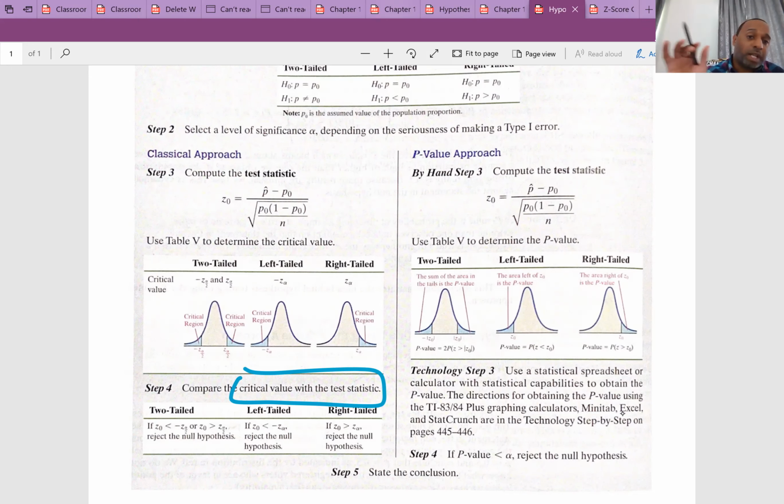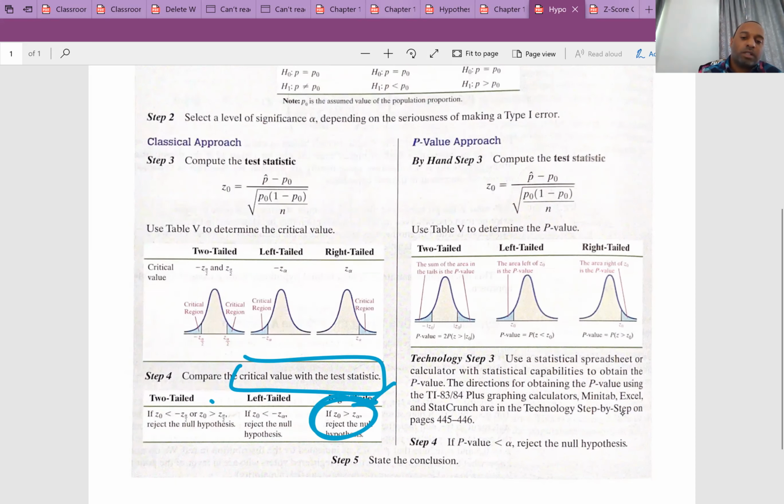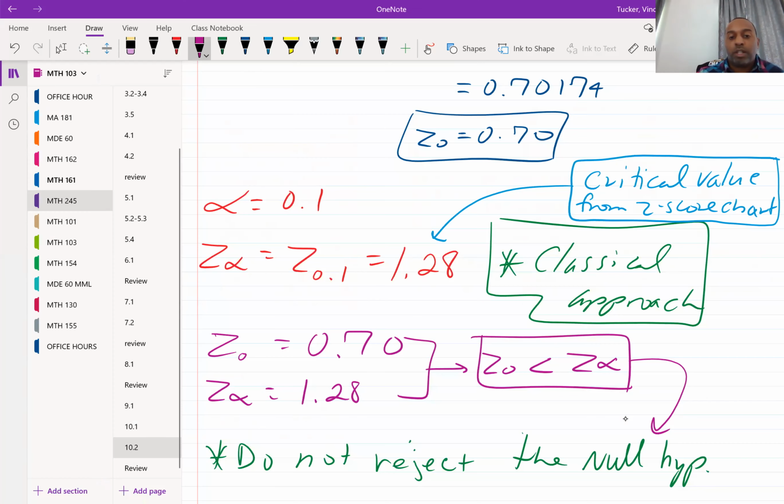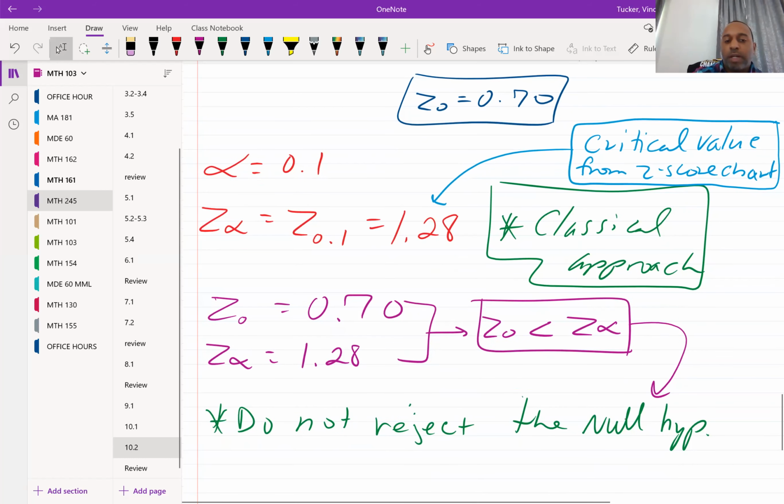I chose to do the classical approach in that case, just to give you an example of how you would do it. So notice down here, if it's two tail, left tail, or right tail. Now we're dealing with right tail. It says if your Z naught is greater than Z alpha, then you reject the null hypothesis. So it's all about getting used to these steps and following them as they are set before you. Z naught, our test statistic, is 0.7, which is less than Z alpha, which is 1.28. So we do not reject the null hypothesis.